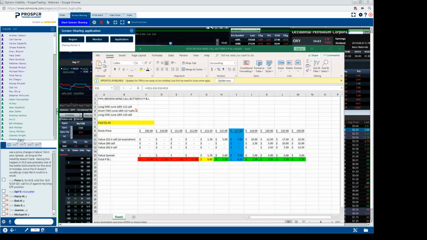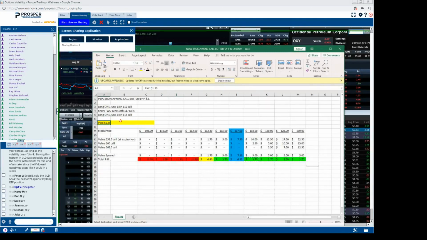We bought the June 14th 112 call, sold 2 of the 117s, and bought 1 of the June 118. We paid $1.30. Actually, we wound up paying, the signal was for $1.20. I know most of us paid less, but we're going to use $1.20.